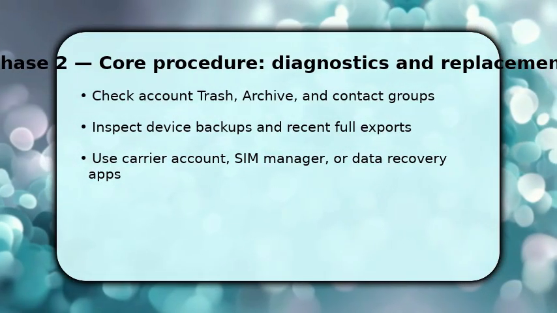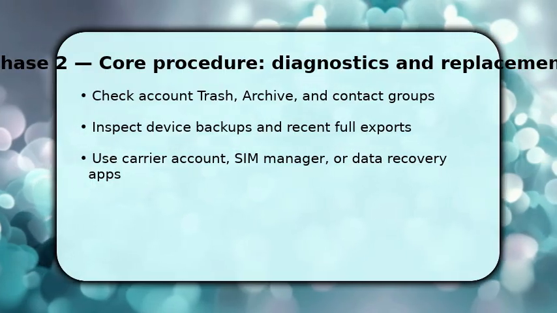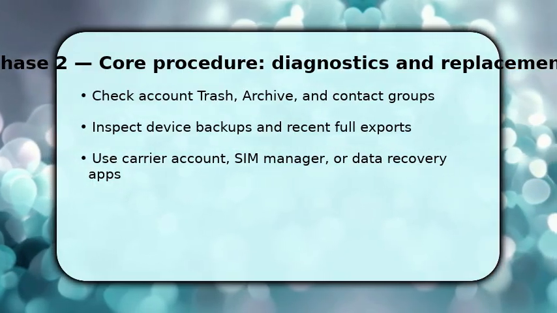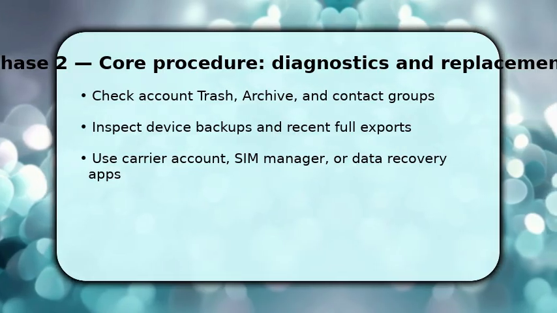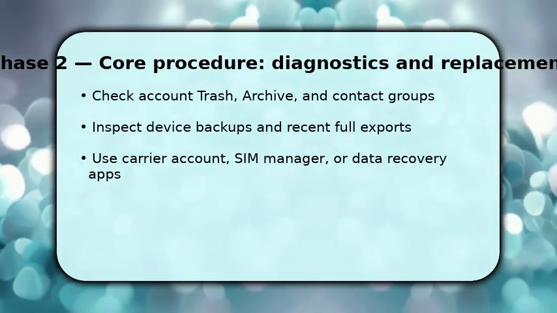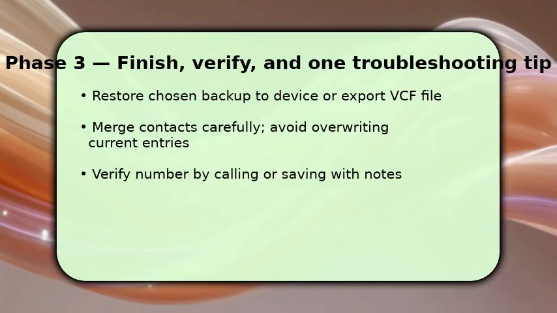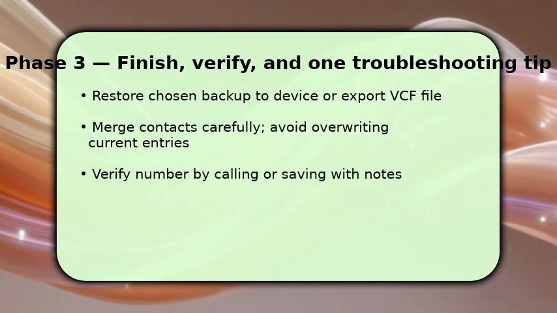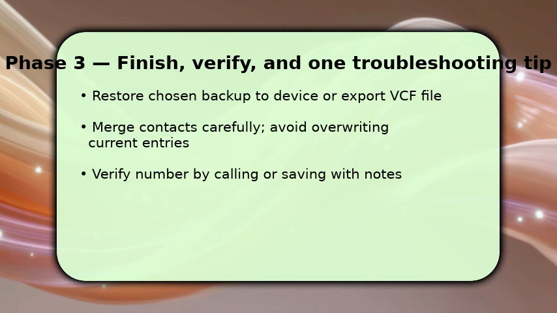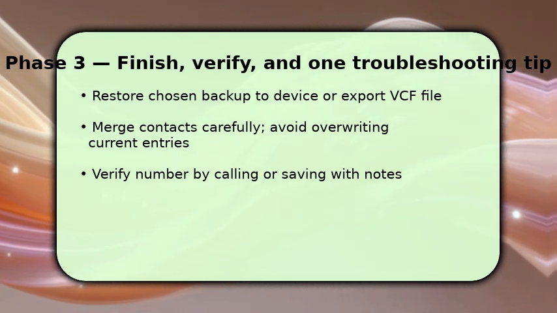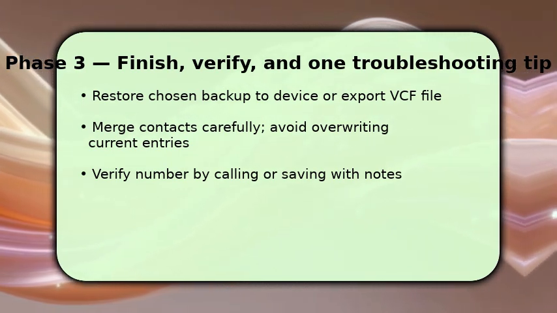Also, log into your carrier account and view call or SMS records, and finally run a reputable data recovery app if no cloud copy exists, because deep wipes sometimes still leave recoverable traces. To finish, restore the backup or import the VCF file containing the deleted contact. Choose a temporary device if you need to avoid overriding current contacts.